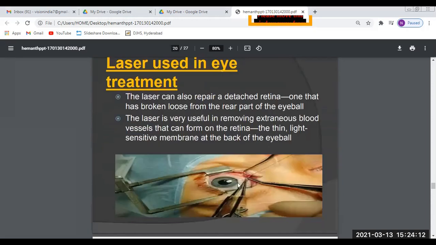You can just see how this laser light can be used. This laser can also repair a detached retina, which has been broken loose from the back part of the eyeball. And the laser is very useful in removing the extraneous blood vessels that can form. You can see that extraneous blood vessel, which is exactly above the eyeball. So with the help of the laser beam, we can remove this extraneous blood vessel. So now this is very important. You can see this can be removed by using the laser light, right?